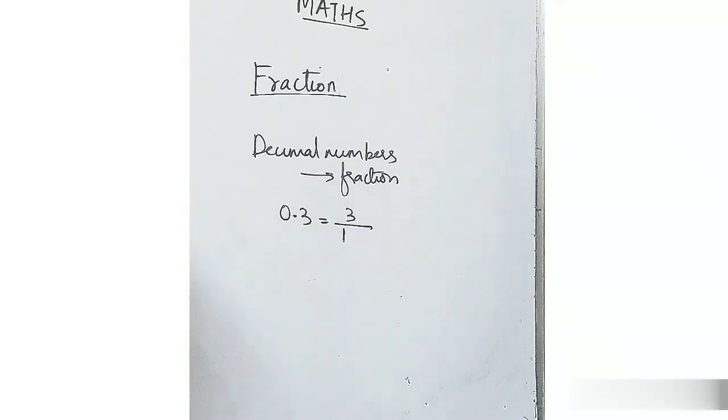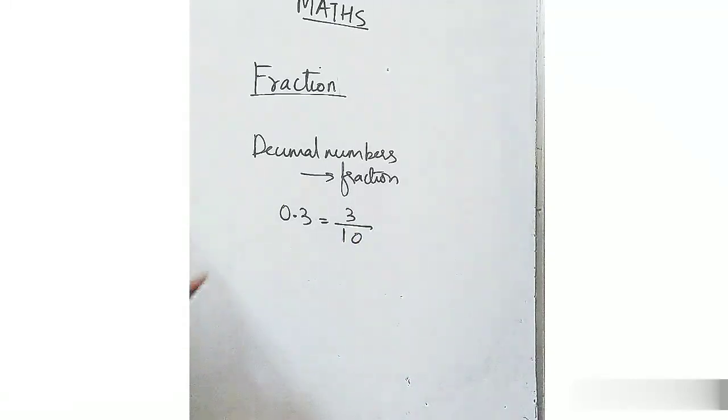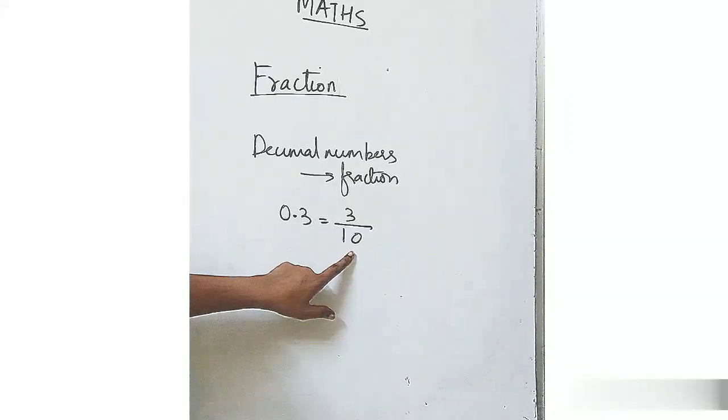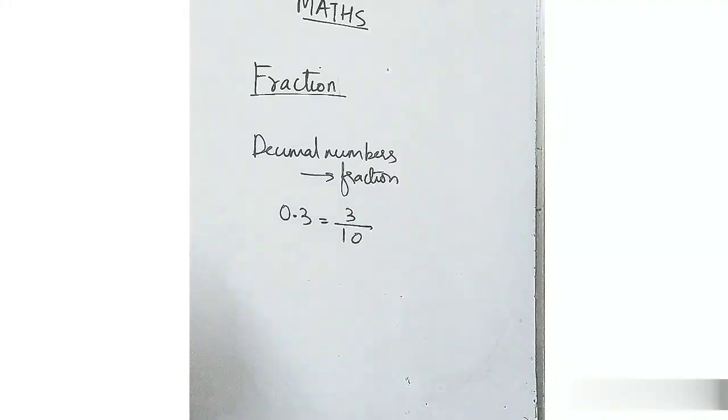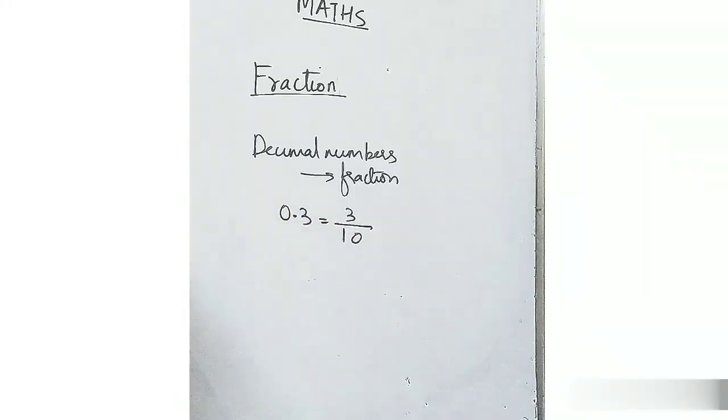And how many digits do we have? Only 1. So I'll put 10 here. This is the way we change decimal to fraction. After the point, as many digits as we have, that many 0s we put in the denominator along with 1. You will get the same answer. Put it in the calculator, 3 divided by 10, and you will get the same thing, students.